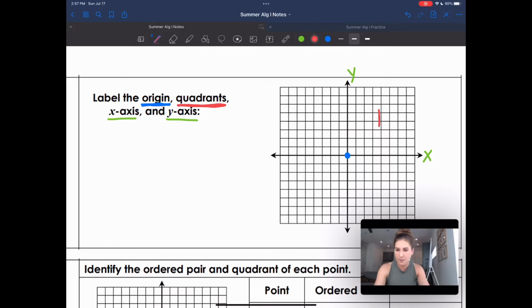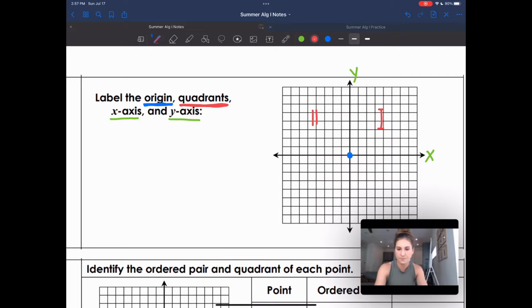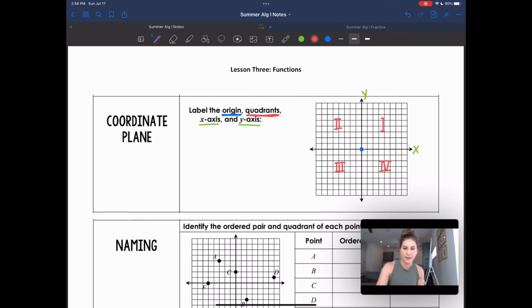So the 1 I'm going to write like this. It's like a Roman numeral 1. And then you go in a counterclockwise direction from there always. So this is 1, then the one over here is quadrant 2. And then we come down here, this is quadrant 3. And then our last one over here, quadrant 4. Okay, perfect. So that's our basic vocab with our XY coordinate plane.